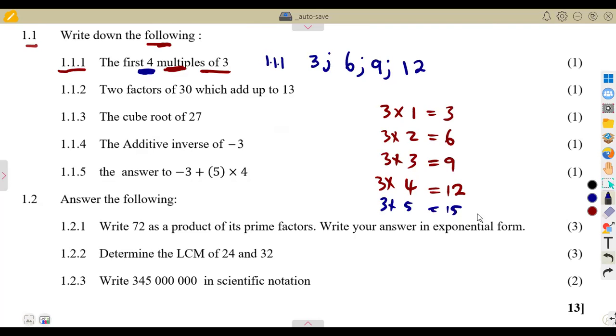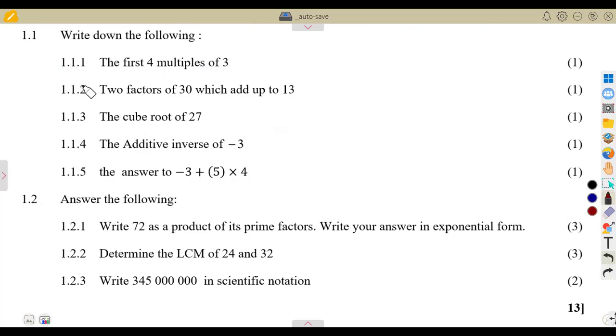and so on. But you are not considering these ones because they gave you an instruction. The first what? The first 4. The first 4 multiples. All right. So 3 must also be there. You include that on your multiples. Okay. That was our first question.